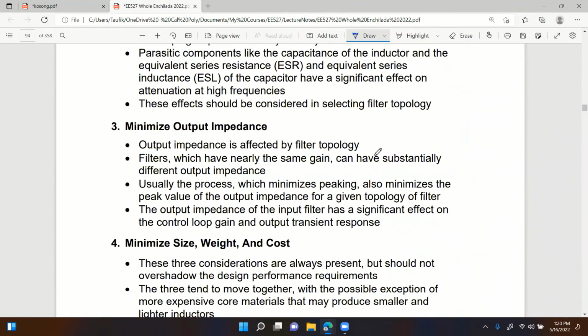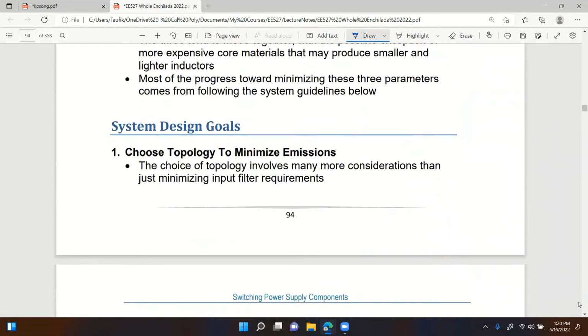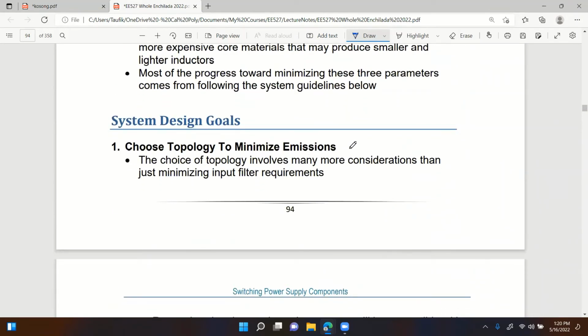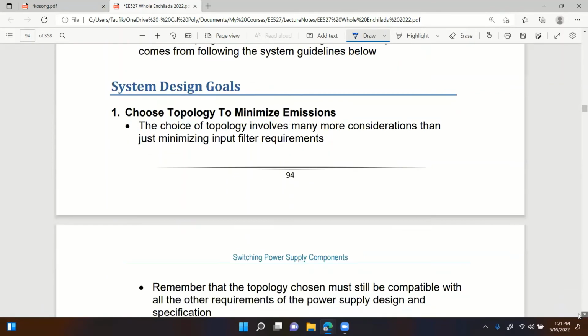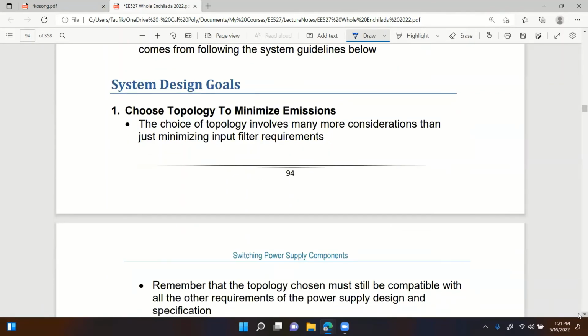All right. From a system point of view, choose topology to minimize emissions. That way you can just put a minimum amount of filtering. So minimize the input filter requirements if you choose a topology that does not emit that many emissions. A topology such as boost, inductor driven at the input, would minimize emissions. A buck converter would be a bad one.